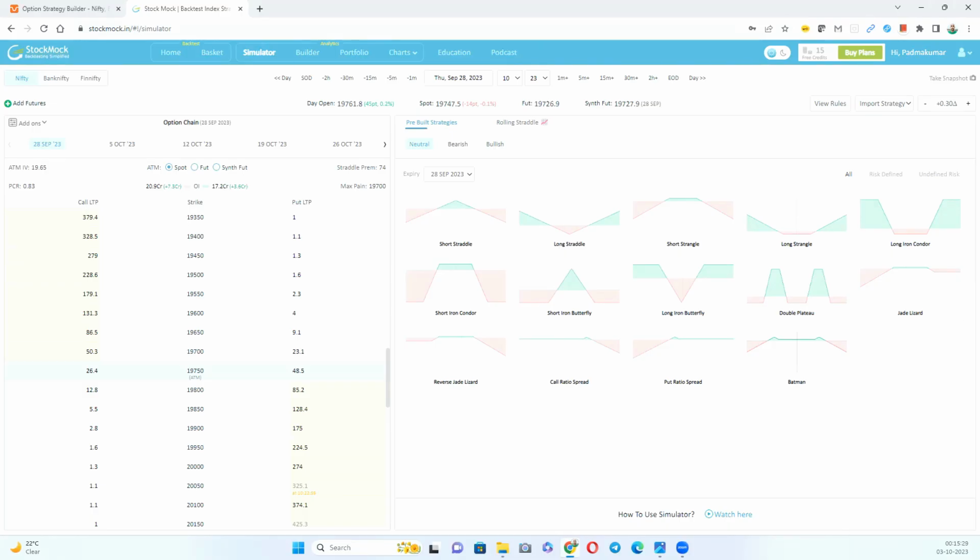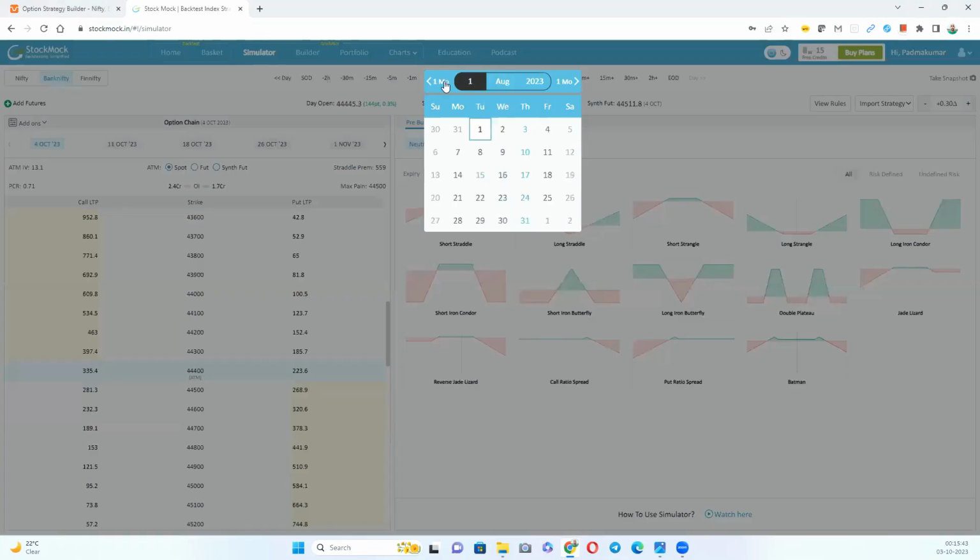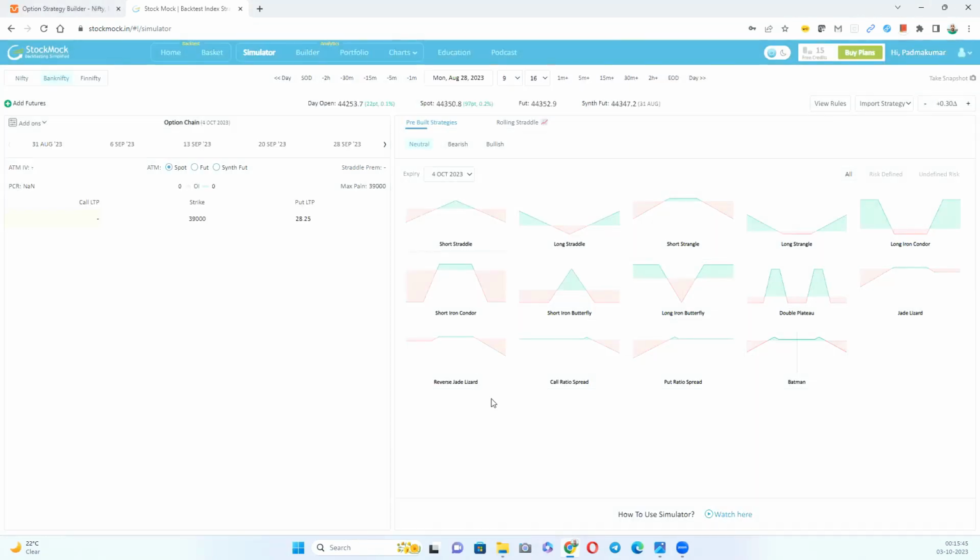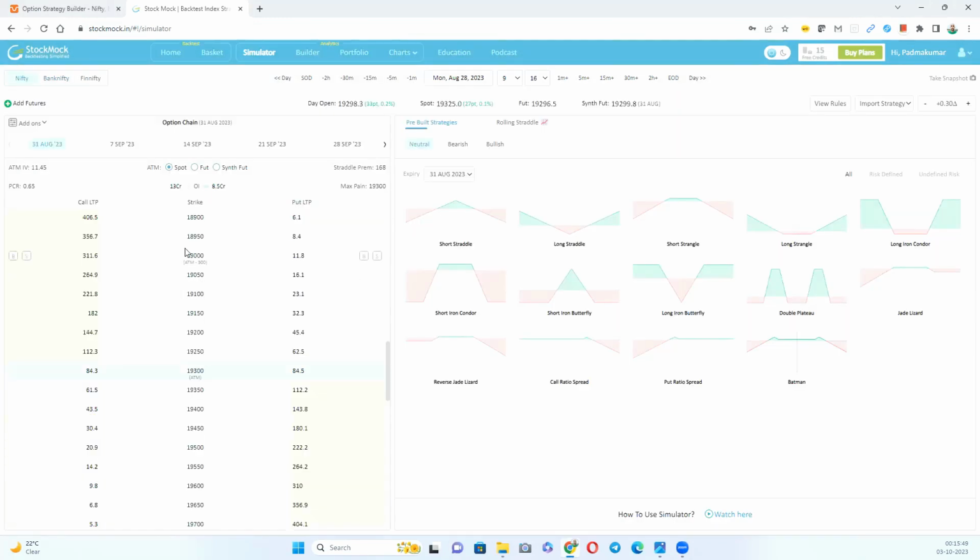Now we are on the stock market simulator. The trade I took for the September series, I entered on August 28th. Let's go to Nifty on the 28th, at the start of the day or end of the day, whichever is comfortable. Option chain, monthly series, September 28th.